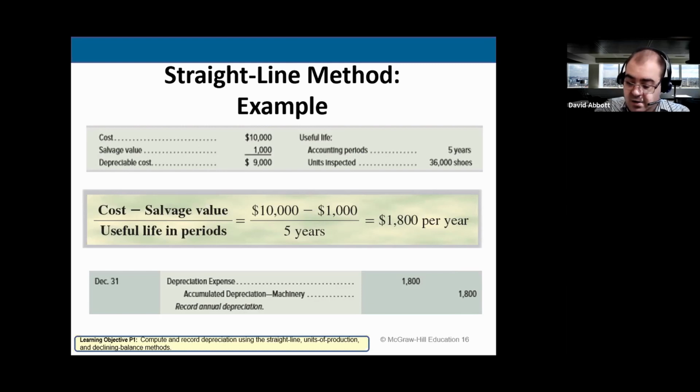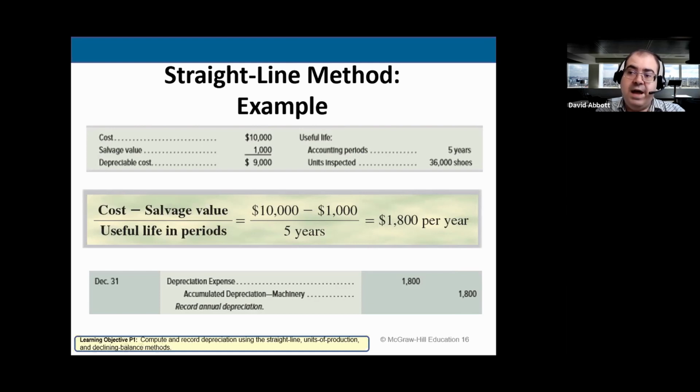The $1,800 depreciation expense is reported on the income statement under operating expenses. The $1,800 accumulated depreciation is a contra asset account to the machinery account on the balance sheet.